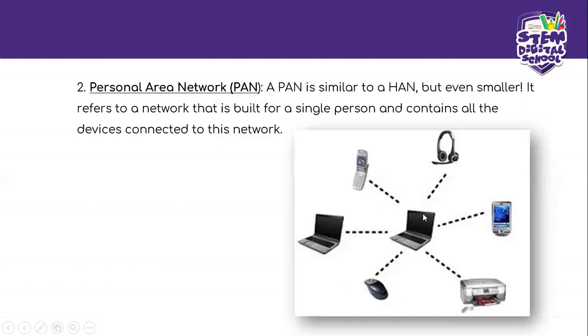All right. Because if it was for an office, there would be more laptops or more cell phones. But then there's only one cell phone, one laptop, tablet, headphones. It looks like they belong to a single person. So a personal area network is a network that is built for a single person. Okay.